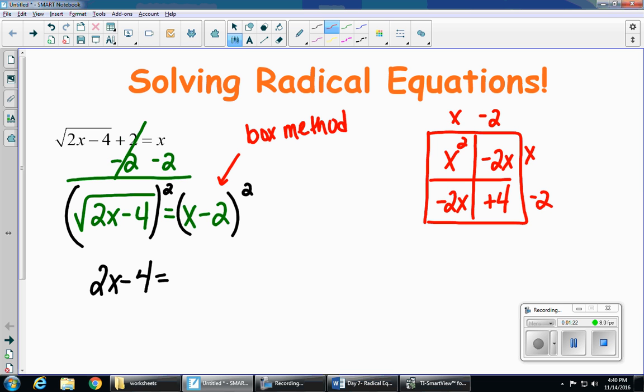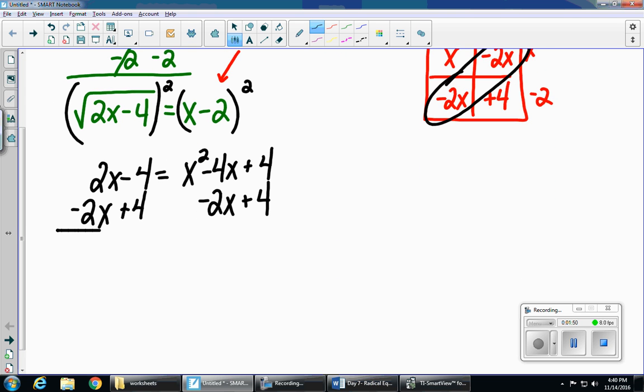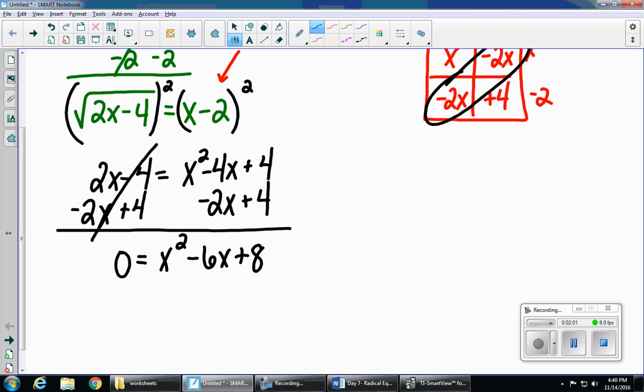So when I go back to my equation over here, I'm going to have x squared minus 4x, because I grouped these two pieces together, plus 4. Now, whenever we have an x squared, we always want to set it equal to 0. So I'm going to take the left side and bring it over to the right side. So I'm going to subtract 2x on both sides. And in the same step, I'm going to add 4 to both sides. So my left side is going to cancel to be a 0. On my right side, when I combine like terms, I'm going to get x squared minus 6x plus 8.